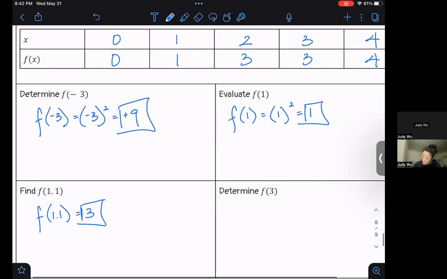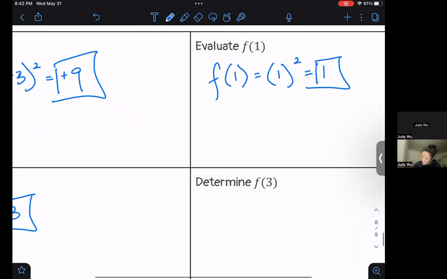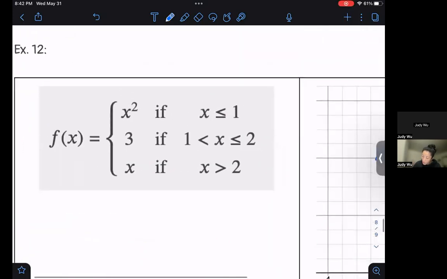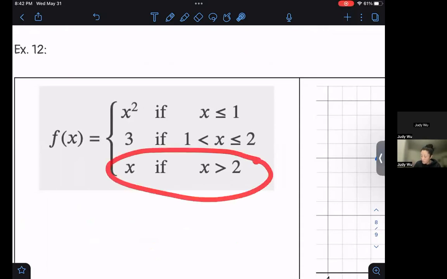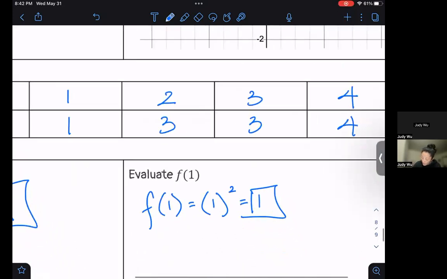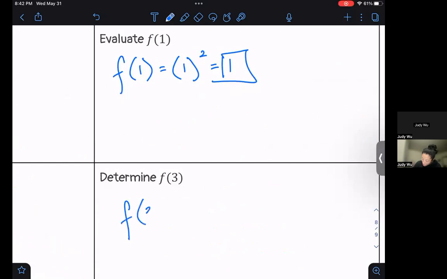Okay. And last but not least, determine f of 3. Okay, let's see which of the 3 function pieces we should put it into. Well, x is 3. That's bigger than 2. We're going to put it right into there. And so whatever our x value is, that is also our y value. So f of 3 equals 3.